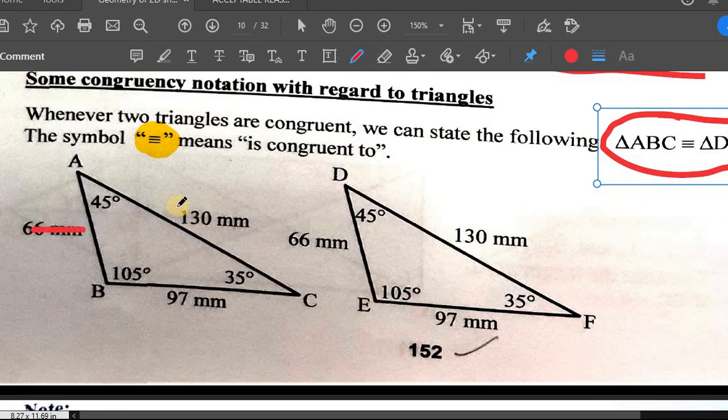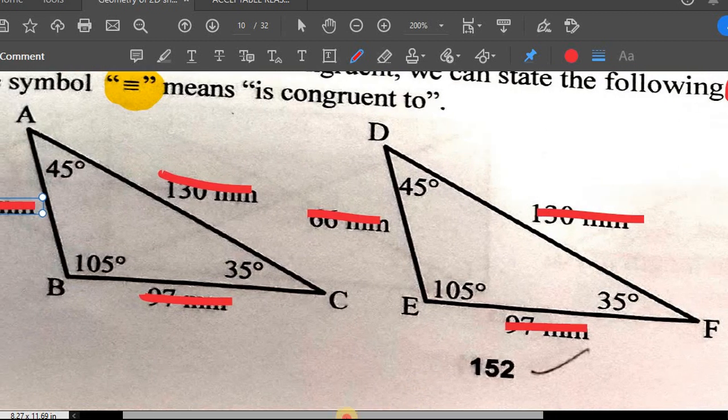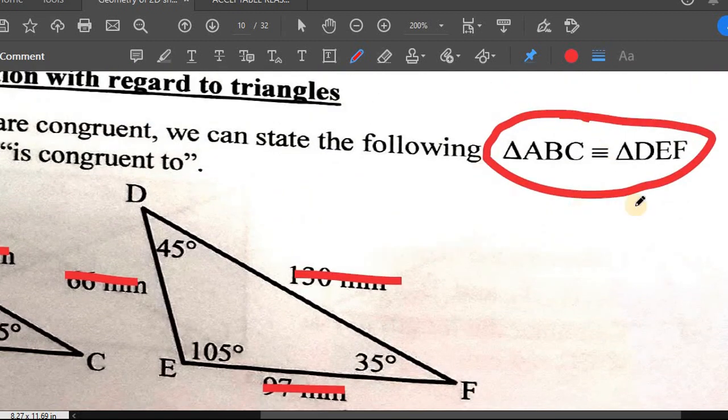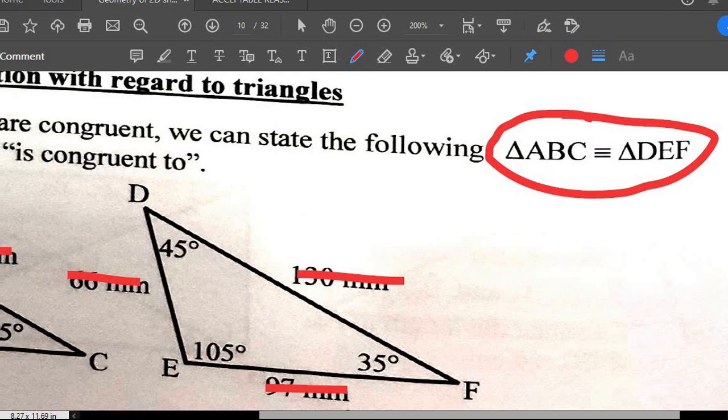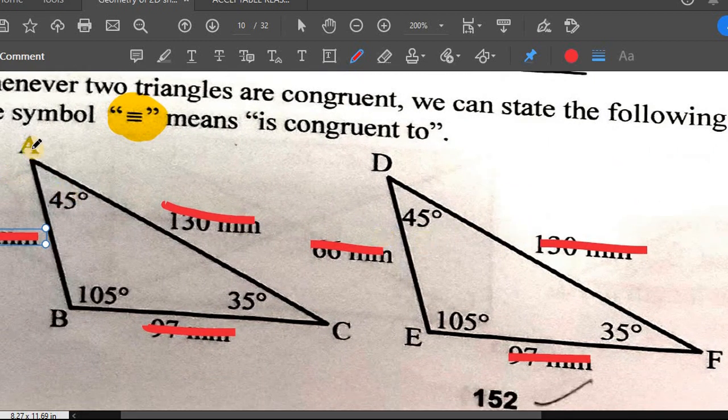Let's say if we didn't have these measurements, right? Let's only look at these angles. Now, naming a triangle is very important. Okay, let me be more specific. Getting this part here is extremely important. You get 1 mark for that. Naming these triangles, right? So now, why can't I just say triangle ABC is congruent to DFE, right? Why can't I say that?